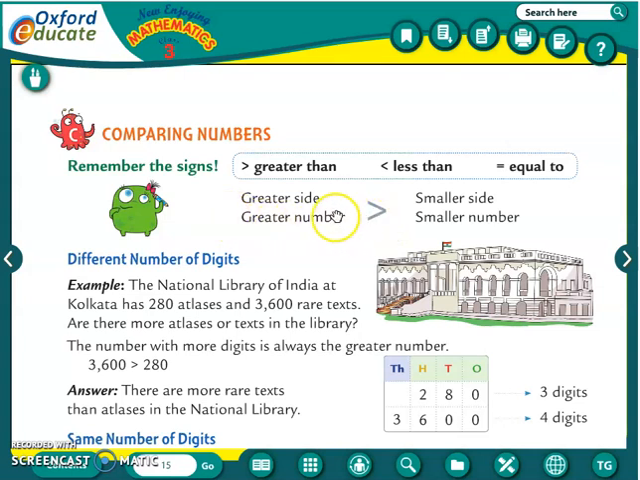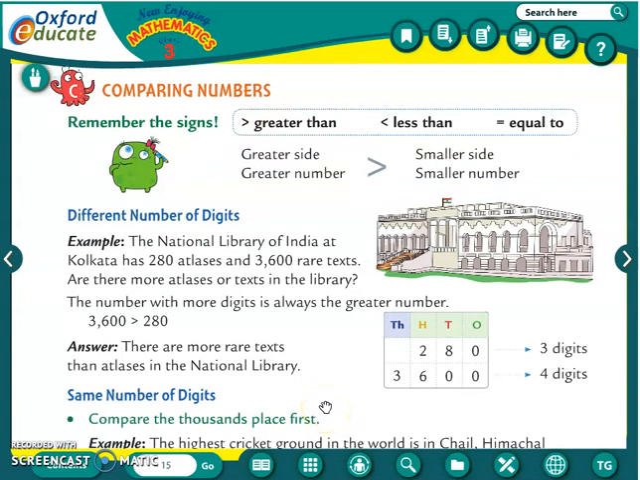This one is the greater side, greater number. The open side is called greater than. This is the smaller side, smaller number, so it is called smaller than or less than. And all of you know this is equal to, meaning both the numbers are the same. For that we are using equal to. So now these terms we will see in the numbers: how can we compare the numbers and how can we put this sign.